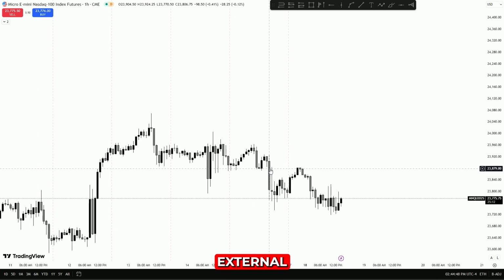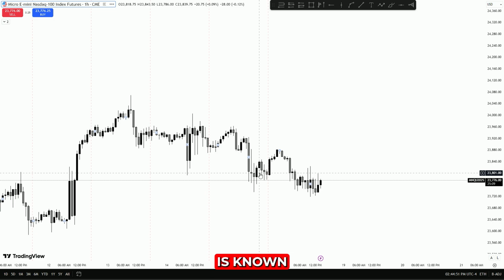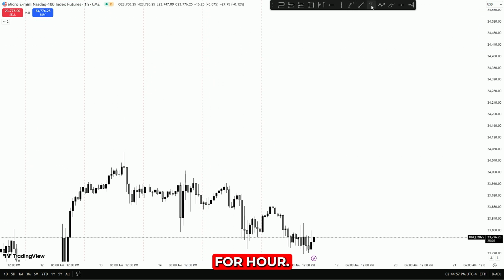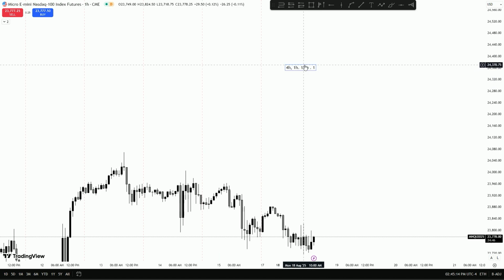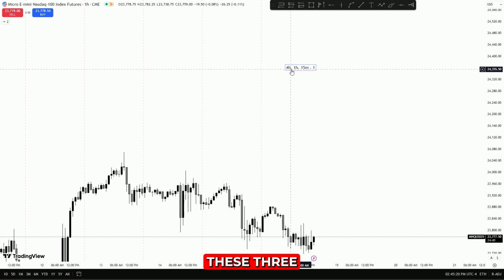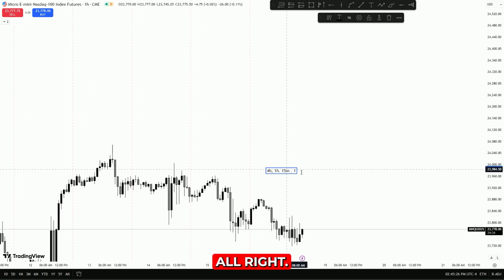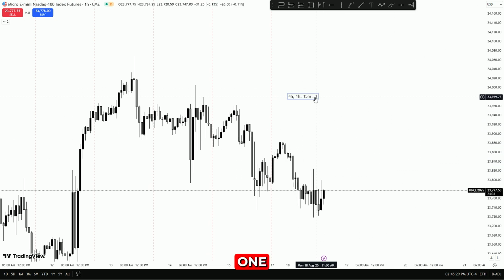Now, what is external liquidity? The higher time frame liquidity is known as external liquidity. Like if you trade 4H, then you trade 1H, and then you go toward the 15M, and then you go toward the 1 minute. Let's say you see your bias on 4 hour and you move for the confirmation toward the 1 hour, you identify your zone on 15 minute, and then you enter on 1 minute. Now these three time frames will be your external liquidity, and your internal liquidity will be formed on 1 minute.